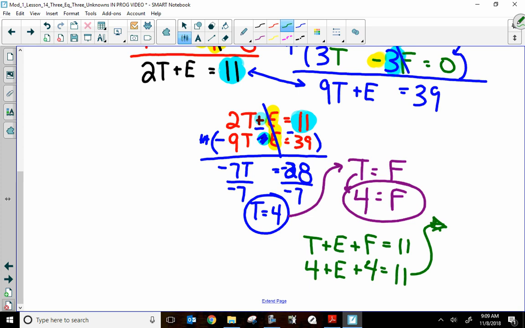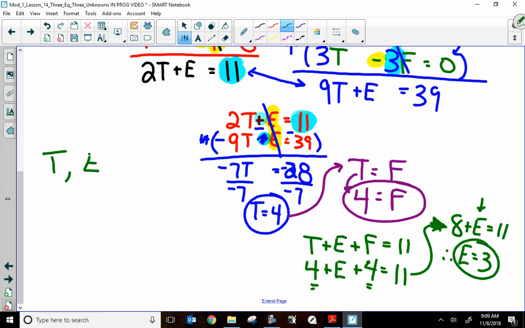Wow, that was a very ugly arrow. Man. 4 and 4 is 8. 8 plus E equals 11. I hope you know at this point in your high school mathematical careers that 8 plus 3 is 11. So, for my touchdowns, my extra points, and my field goals, I have 4, 3, and 4.